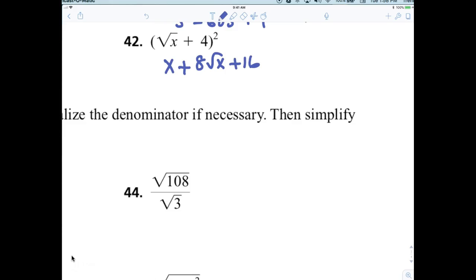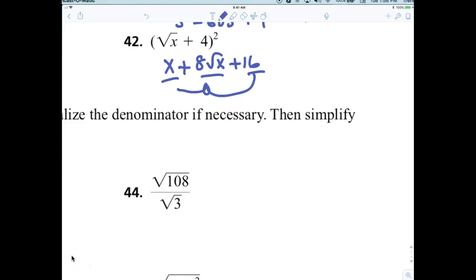Listen, the reason why, you guys, we have to get through, all right? So again, here there's nothing to add or subtract, because the terms are not the same. X has nothing to do with 8 radical x, and 16 has nothing to do with either of those. So that is the answer. Easy, easy.